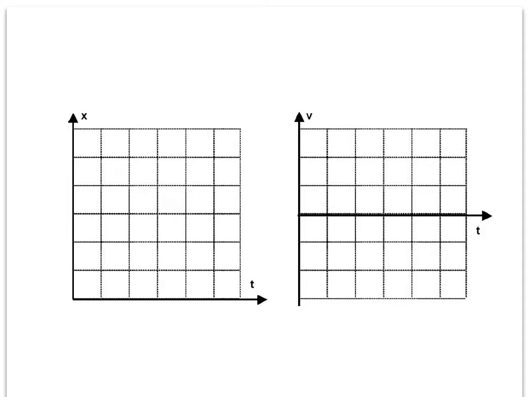Okay, so let's start with an easy one. Let's do a graph that looks like this. Let's say this is 1, 2, 3 seconds. So over here my velocity time graph is only going to go up to 3 seconds. Now I need to look at the slope of my position time graph. Slope is delta x over delta t.